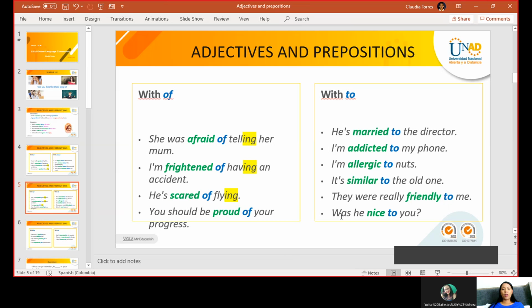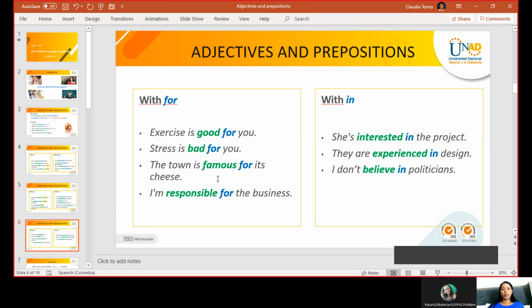Another example, was he nice to you? No, nice with me. No, nice to, friendly to, similar to, right? Okay. And then there are many adjectives and prepositions that go together, but today we're gonna work only on these six, okay? Because there are many.